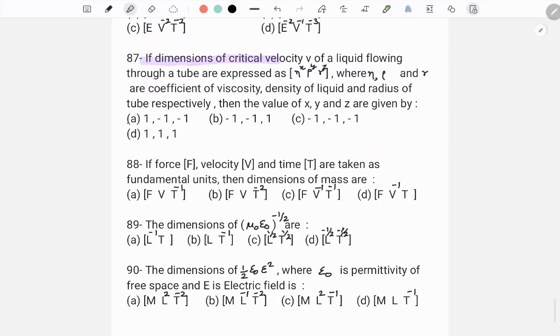87th, if dimensions of critical velocity V of a liquid flowing through a tube are expressed as eta to the power x, rho to the power y, r to the power z, where eta, rho and r are coefficient of viscosity, density of liquid and radius of tube respectively, then the values of x, y, z are given by.